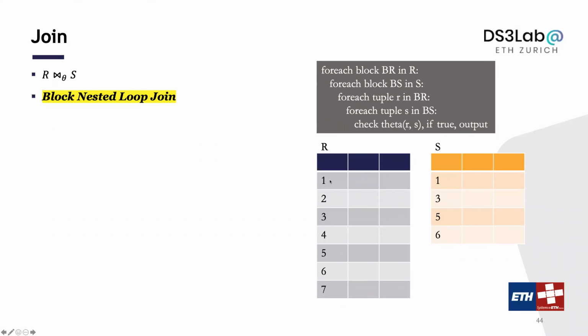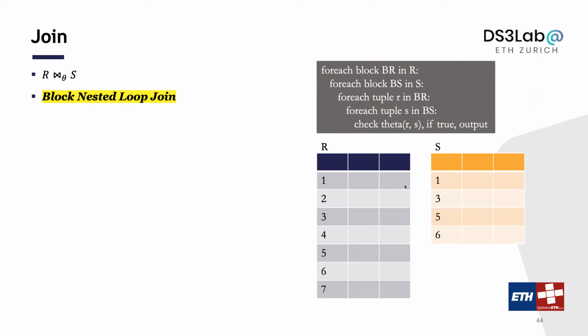So essentially, for every single pair of a block of R and a block of S, I bring them in, and then I scan all the tuples in that R block and all the tuples in that S block. I check theta. If it's true, I output. Otherwise, I don't. So in this case, assuming 1, 2, 3 is in one page, 4, 5, 6, 7 is another page. Assuming 1, 3 is in one page, 5, 6 is one page.